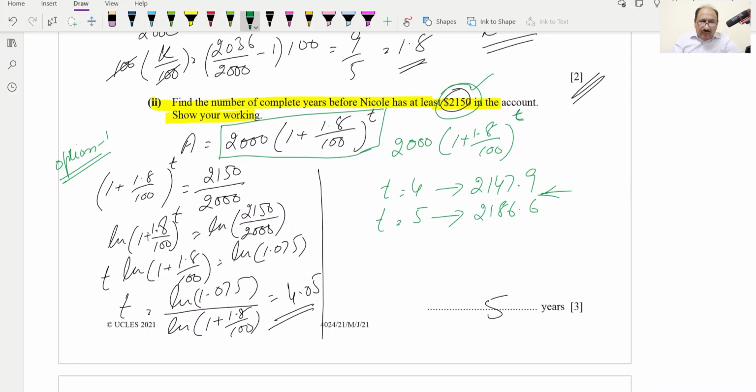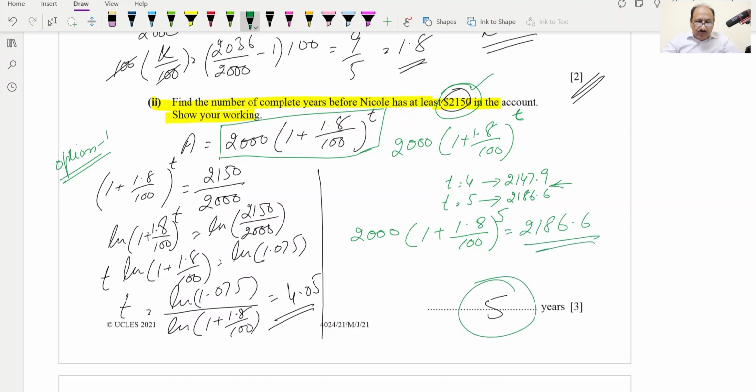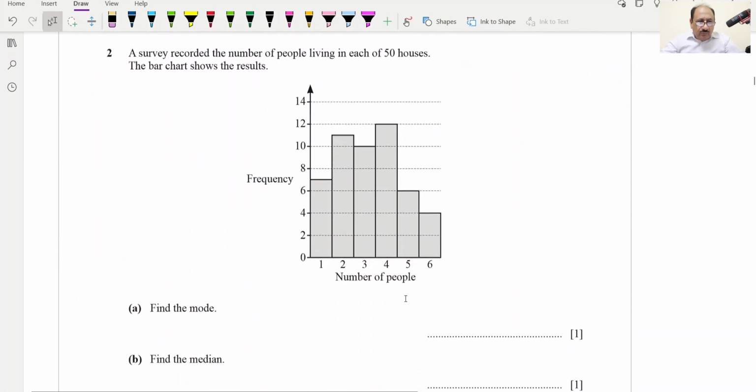So we can finally write, I'll just make space so you can write this down in the answer also. The final step: 2000 into 1 plus 1.8 over 100 raised to the power 5, and this will be equal to 2186.6, and this 5 years will be your answer. So these are two options, whatever you like, you can use. Hopefully you understood everything. Now we can move to question number 2.